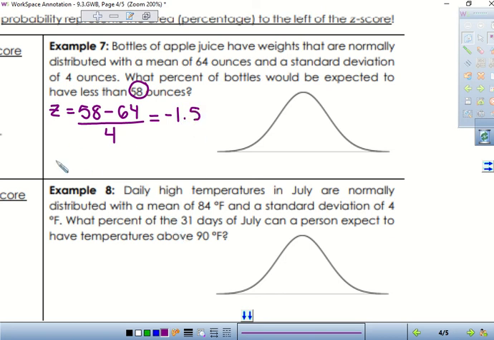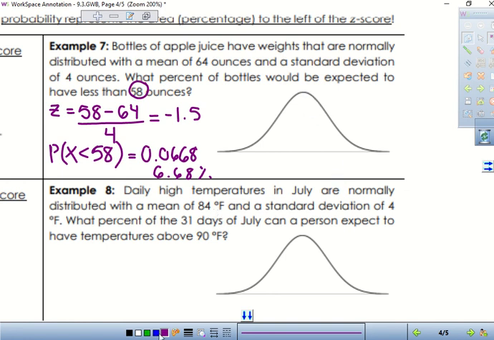Now, you're going to take the probability of that. So that's the probability that x is less than 58. And to do this math, you're going to look at the z-score chart. So you're going to look at negative 1.5. And when you do that, you should get 0.0668, also known as 6.68%.